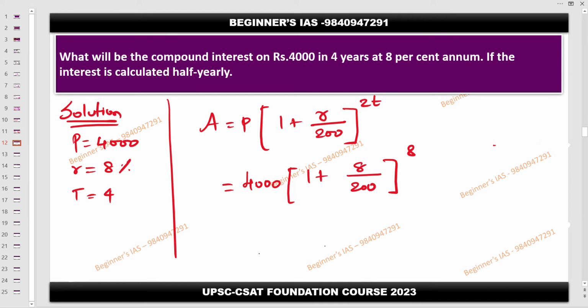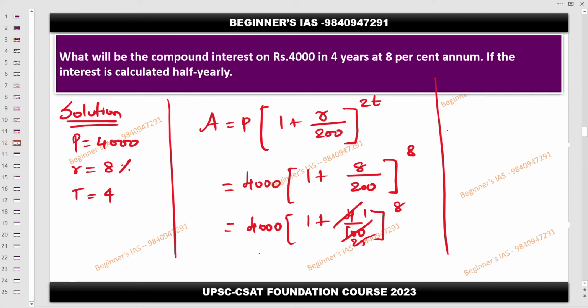Half yearly means 2T, so you can apply R by 2 by 100. The R by 2 will become 4%. But here we are using this one. You can go with this direct method also. So then it will become 4000 into 1 plus 4 by 100. Same only here, 4 by 100. Then here 1.04.